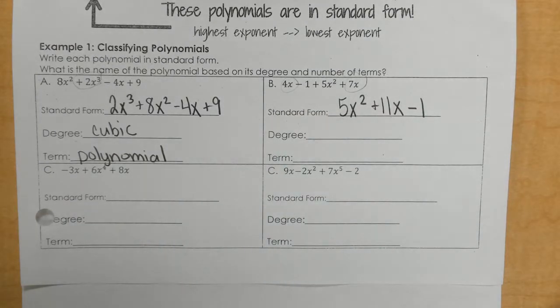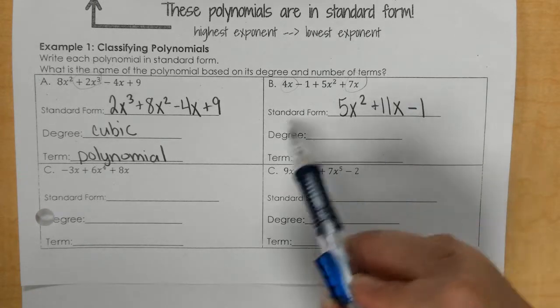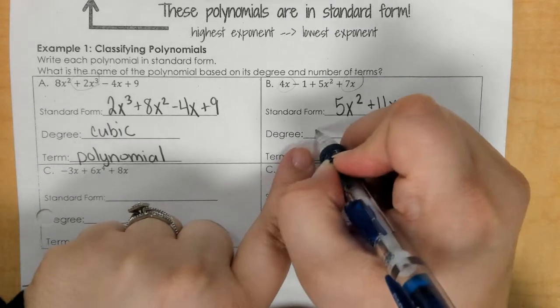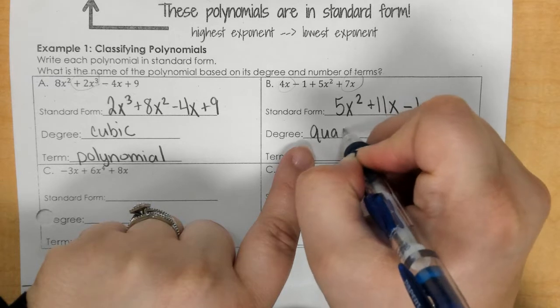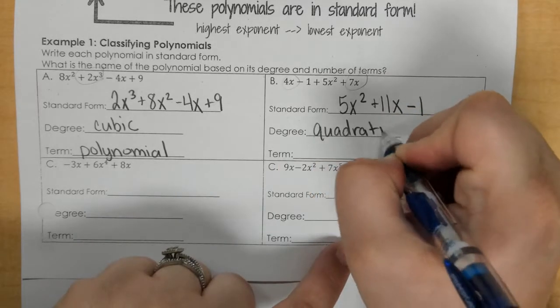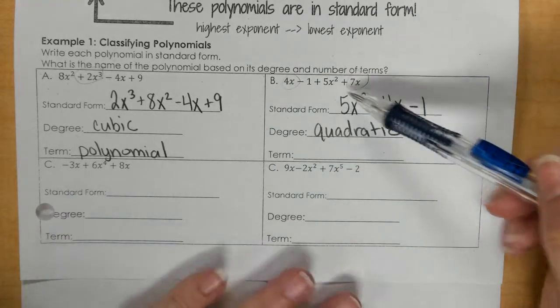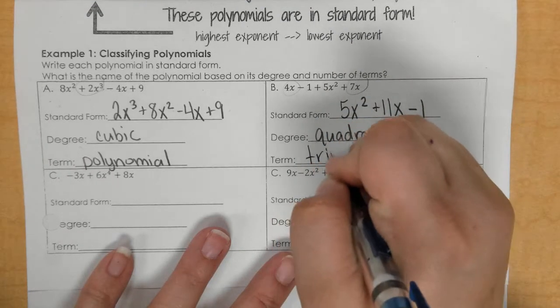Okay, for degree, my highest exponent here is a 2, and a degree of 2 is called quadratic. And we have 1, 2, 3 terms, so that's a trinomial.